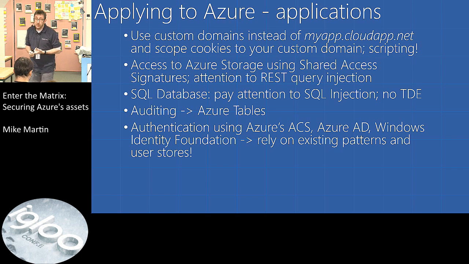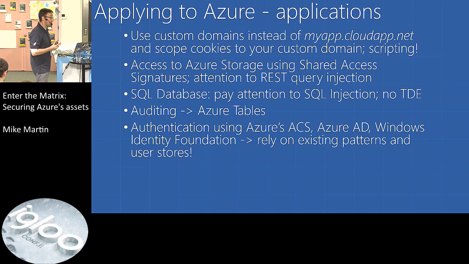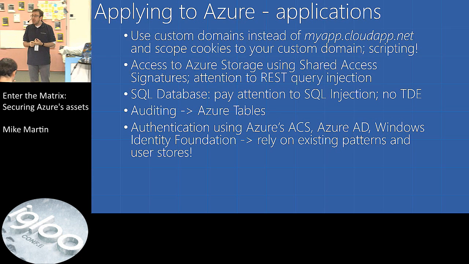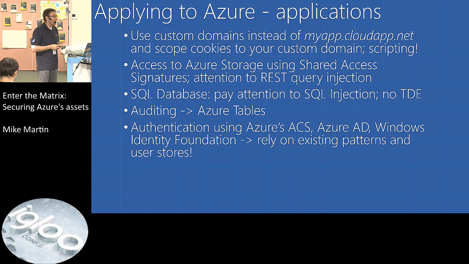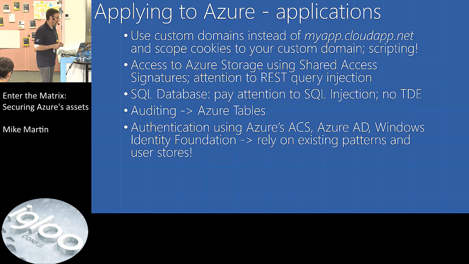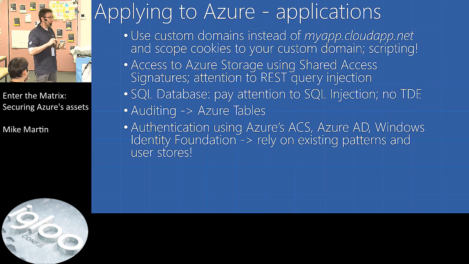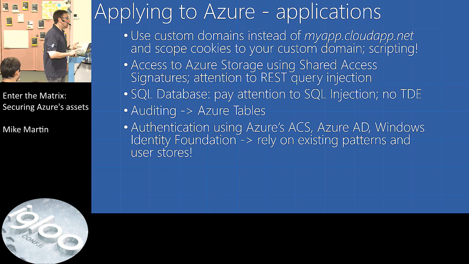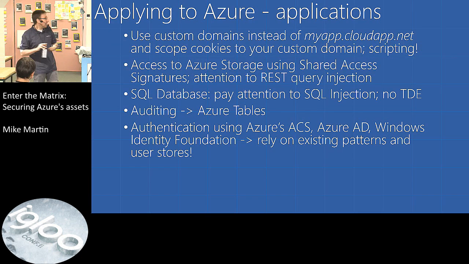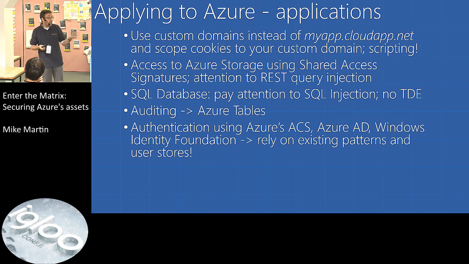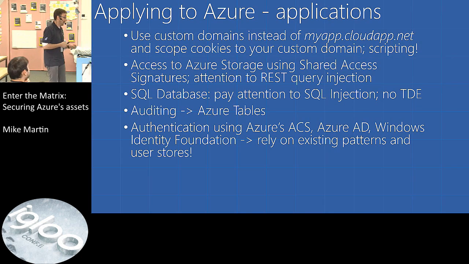SQL databases. SQL injection still being a large part of security gaps, right? Try to do auditing. Most of the auditing data is being put in Azure tables, and they can be easily looked at. Use authentication. In the past we had ACS, but now we can use Azure AD, business to business, business to customer, use one of those. Even Windows Identity Foundation or even your own FIM implementation can do the trick.